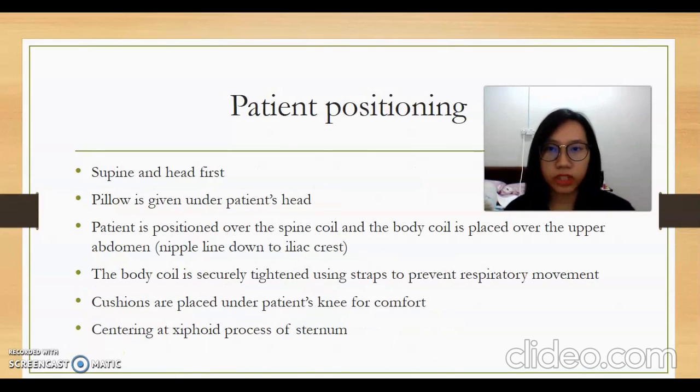Next is patient positioning. The patient will be positioned supine, head first. A pillow is given under the patient's head to support the patient, and the patient is positioned over the spine coil, and the body coil is placed over the upper abdomen, which is the nipple line down to the iliac crest. The body coil is securely tightened using straps to prevent any respiratory movement. Cushions are placed under the patient's knees for comfort, and the centering for this MRI is at the xiphoid process of the sternum.